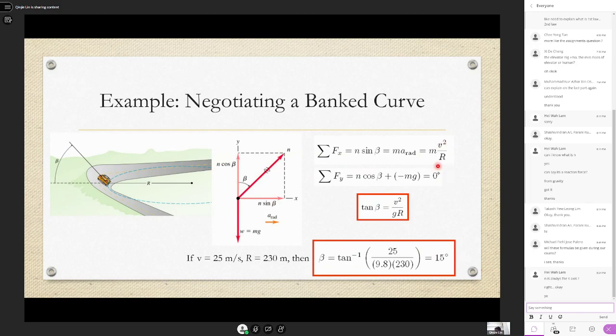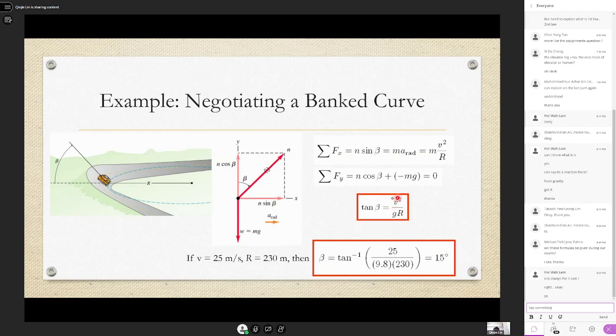Then these two equations, you combine them together. Take the top equation, divide by the bottom equation. Cosine divided by cosine, you get tangent. This mg, imagine you have already brought it to the other side, so it's exactly the same as the question just now. Then you will get tan beta equals v squared over gr.